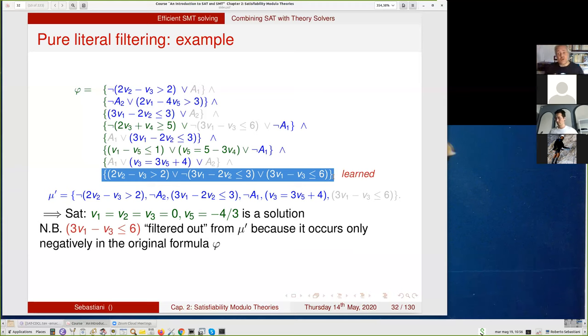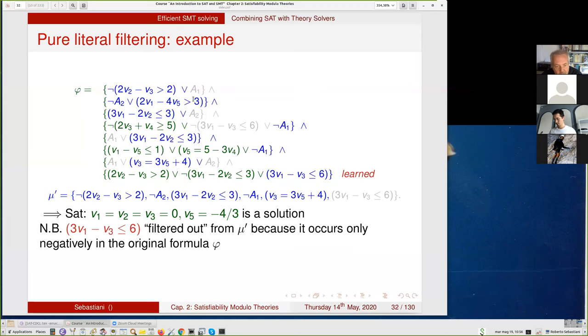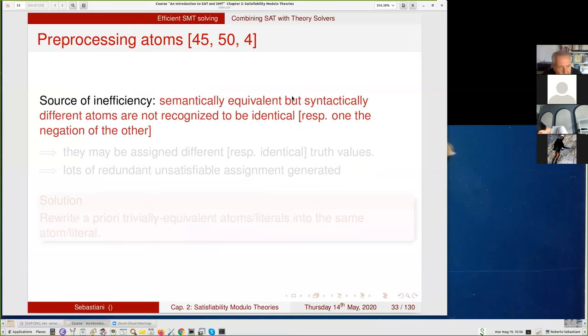So this also means that you should evaluate the polarity of every atom before learning. The evaluation of the polarity of the atom should be done before learning, because if you do this after learning, many literals which are pure will not appear as pure. So for instance, here, if you evaluate the polarity after learning this clause, then this literal would not appear to be pure anymore, right? Because this occurs both negatively here and positively here.